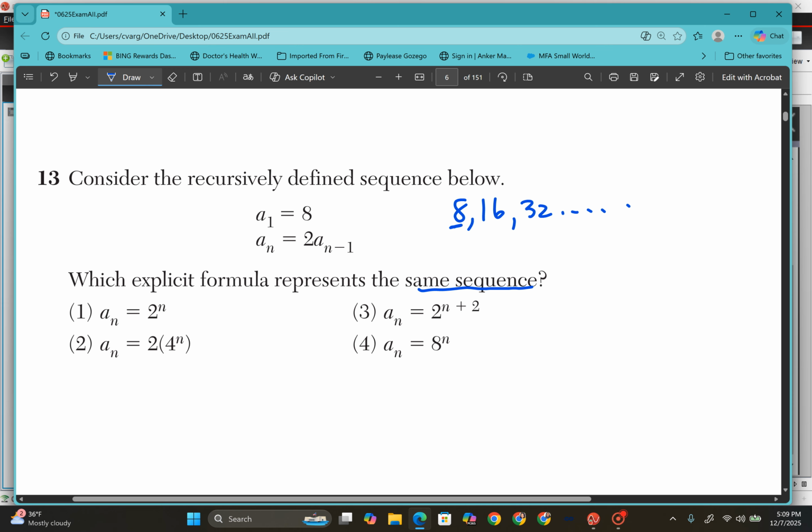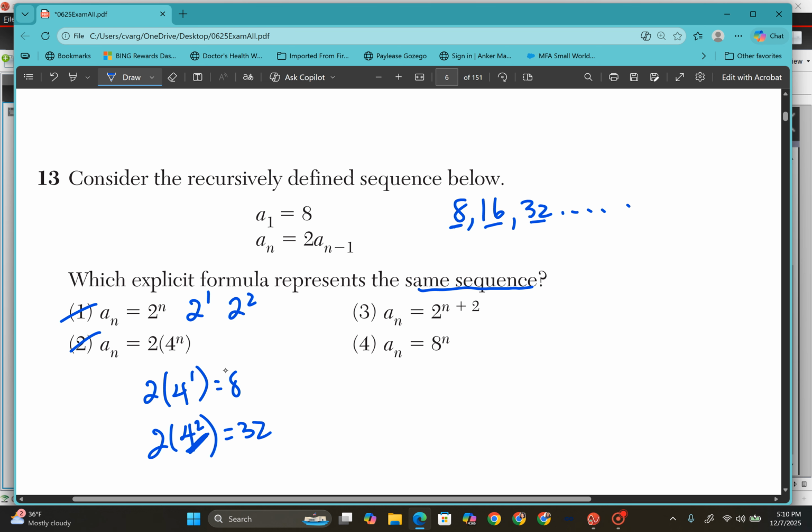Okay, so let's do it. Explicit formula means I have 2 to the first, 2 to the second, and I'm going to see if that matches. 2 to the first is not 8, so that's wrong. Okay, now let's try the next one. 2 times 4 to the first, that is 8. 2 times 4 to the second, is that 16? No, because 4 to the second is already 16. Times 2 is 32. That's not the same thing as 8, 16, 32, so that's wrong.